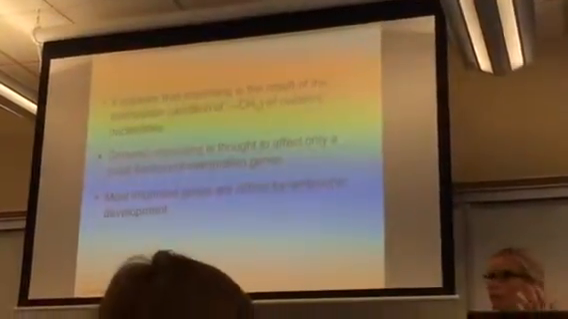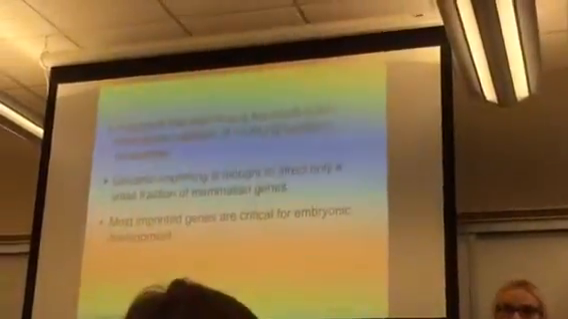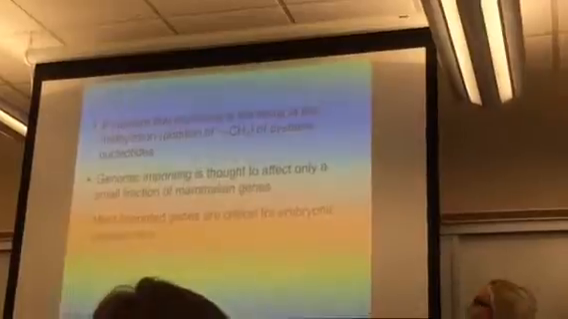Again, a small fraction. Most of them are critical for embryonic development. So if you look back to the previous slide, it was an IGF, insulin growth factor gene. Basically, if you got the allele from the dad that was the mutant allele, you would develop as a dwarf because they're important for embryonic growth and development.